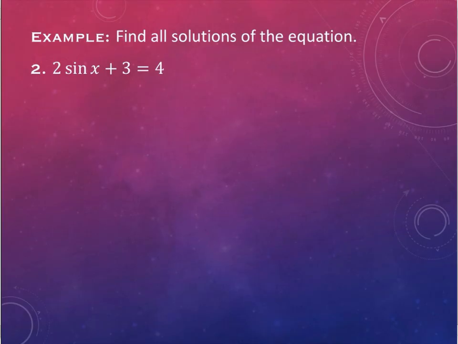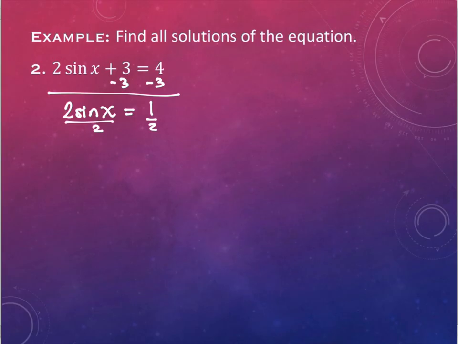So the first thing I might do is what? Think about some algebra skills. Subtract a 3, you bet. So we're going to start by subtracting a 3. So now I have 2 sine of x equals 1. Very good. Now what? Divide by 2. So now I have the sine of x equals 1/2.